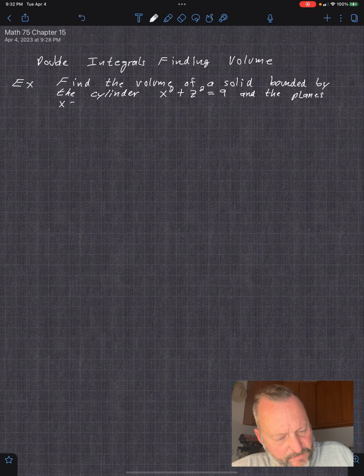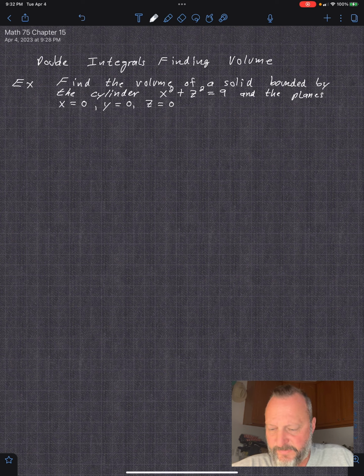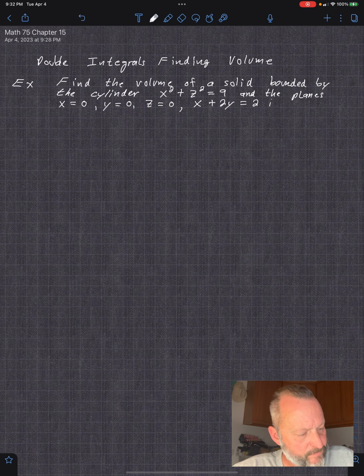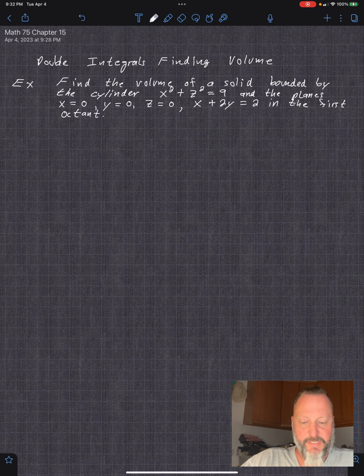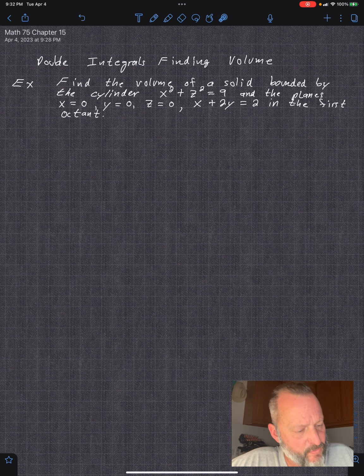x equals 0, y equals 0, z equals 0, and x plus 2y equal to 2 in the first octant. In the first octant. Okay, so that's the description, and we want to interpret first of all of these.